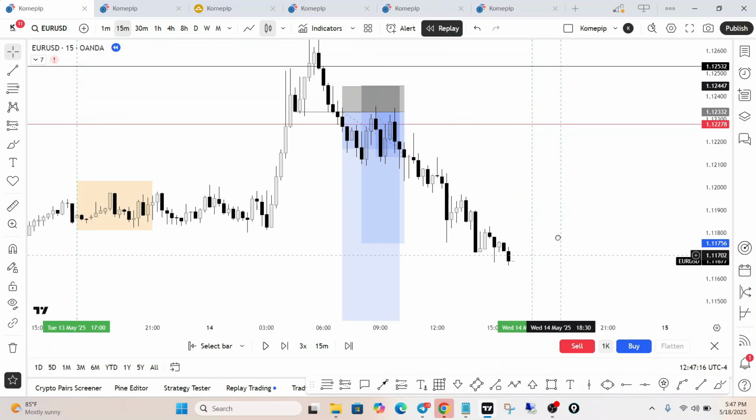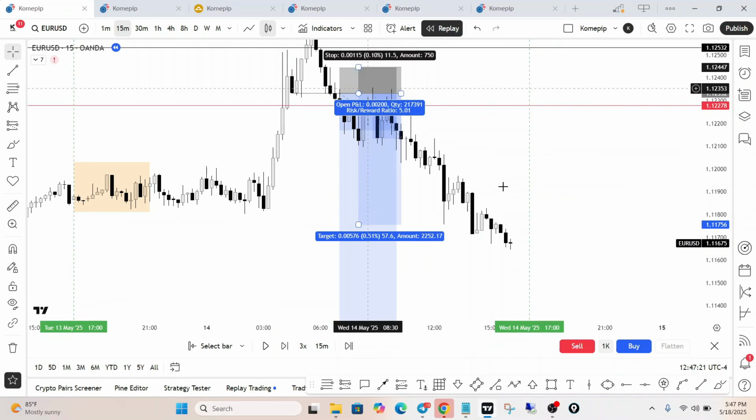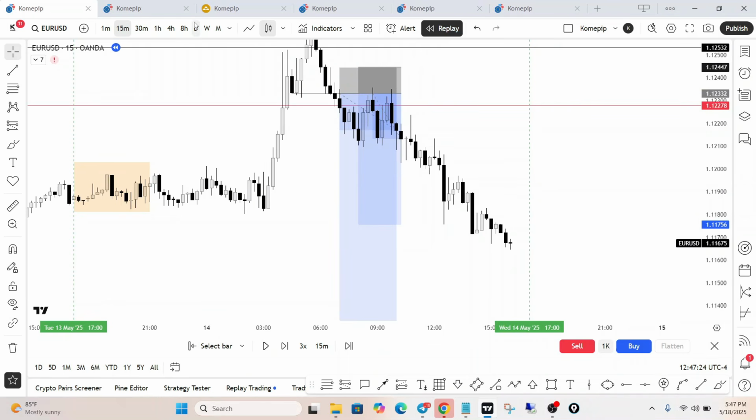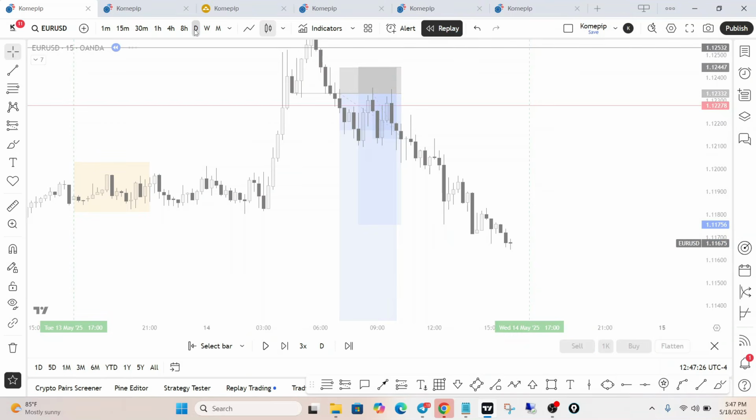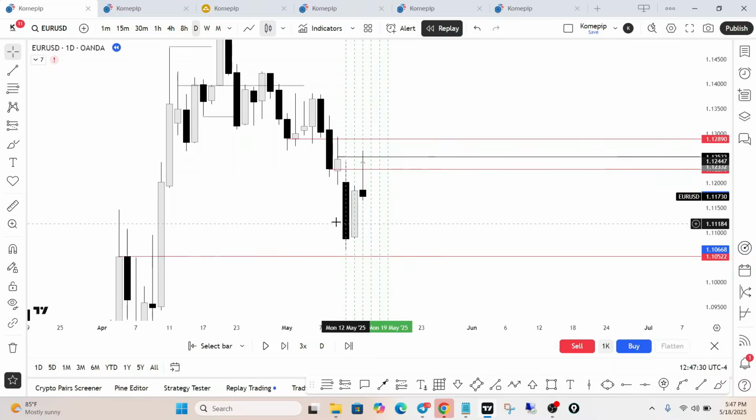So on this day, before we go to the next day, we need to confirm from the daily time frame, right? Because this is a replay. Of course, before I start the day, I'll go to the daily time frame. All right, so on the daily time frame, what can we see? We can see that we have a rejection from where? From our key level, right? We have a rejection from our key level.